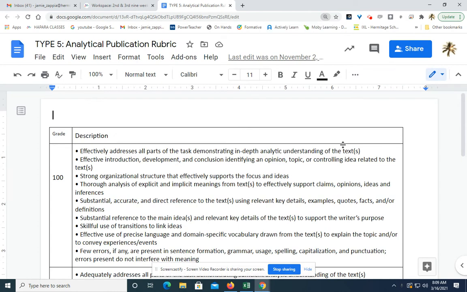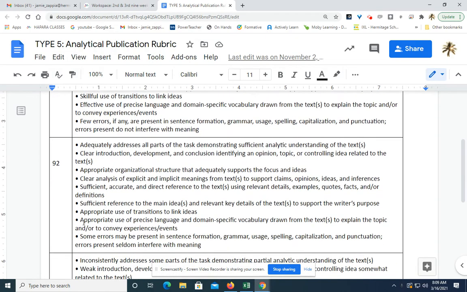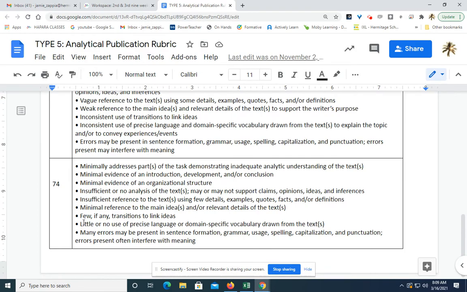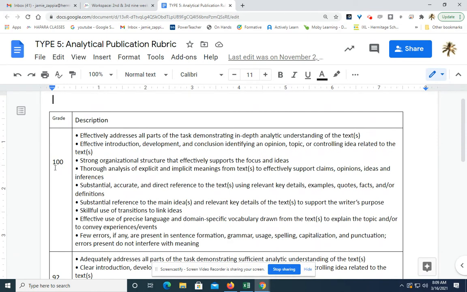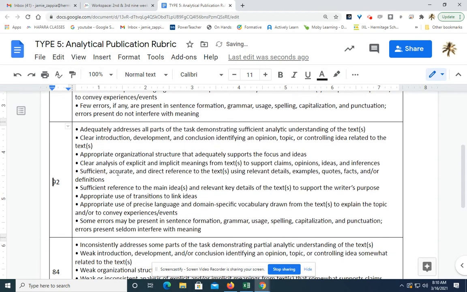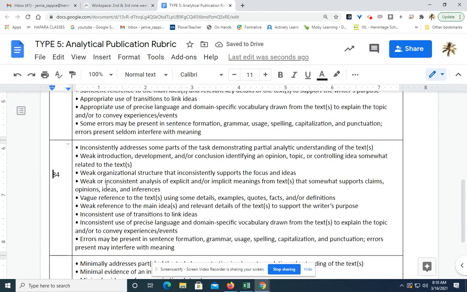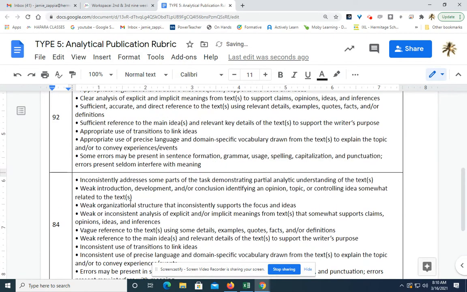I'm just going to briefly review each of the areas from this rubric with you. It's important to understand that this is graded holistically, which means as I go through and check your papers, I'm looking at each of these bulleted items, and the area where your paper falls in most is the area that you will be graded on, and that's the score you'll receive. You would receive potentially a full credit, 100%, or a 92 if it's in this category, an 84 if it ranges in this category, and a 74 if it ranges in this category.